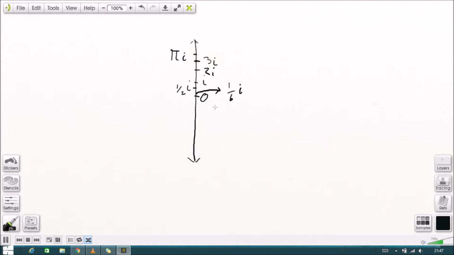negative i, negative 2i, negative pi i, all the way down and all the way up. I don't know if infinity i makes sense, but you get the point. It goes on and on.